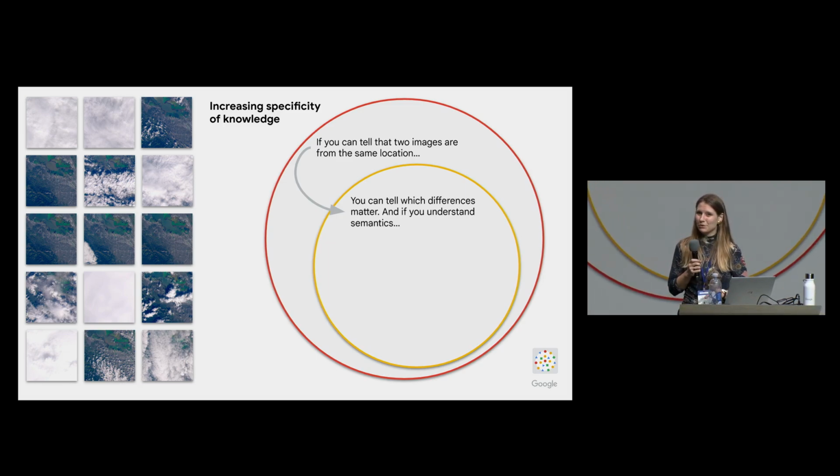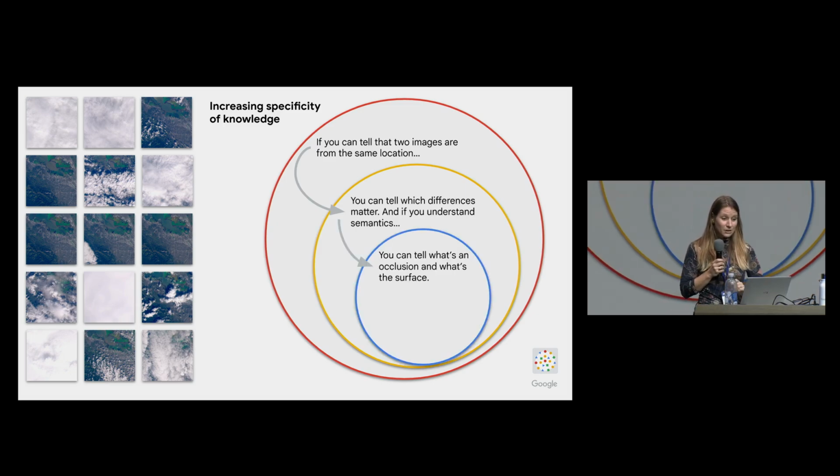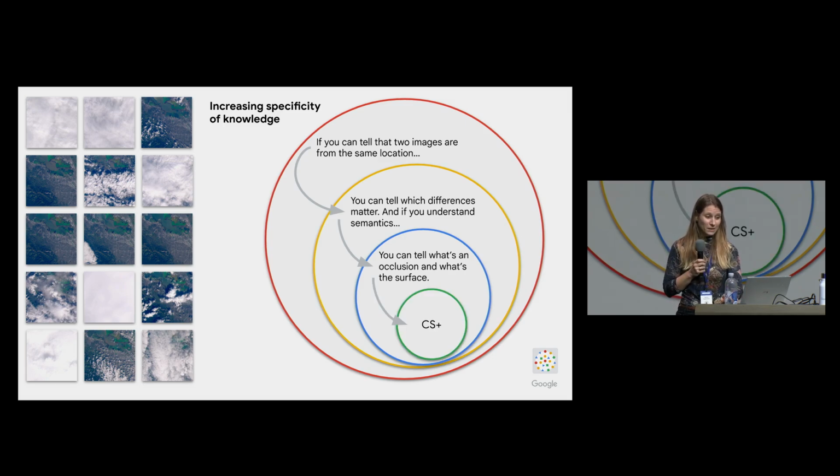And so if you understand those semantics, hey, this is what's clear and on the ground, and I really want to keep those pixels versus what's being occluded, then you can tell exactly that, what's on the surface and what's the occluder, and that's what gets us to CloudScore Plus as a data product.